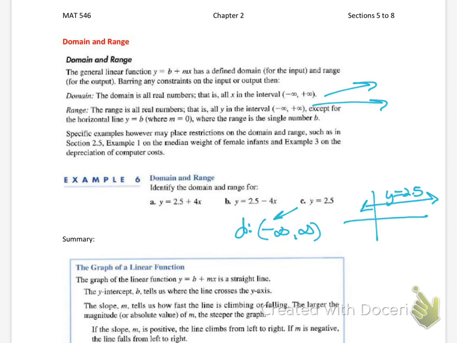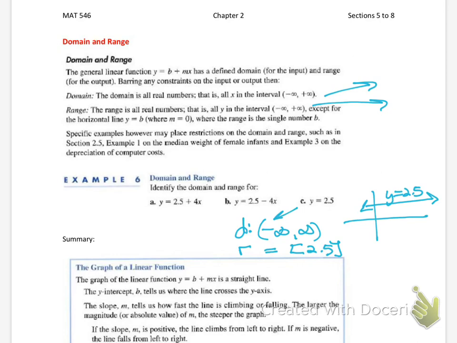Because this is a horizontal line, your range is just going to equal 2.5, right? So it's 2.5 in a box, and that's it. It can't go above it. It can't go below it. It can only equal it. All right, so that gives you an idea of how you want to think about your lines. You can't automatically just say, oh, it's a line.